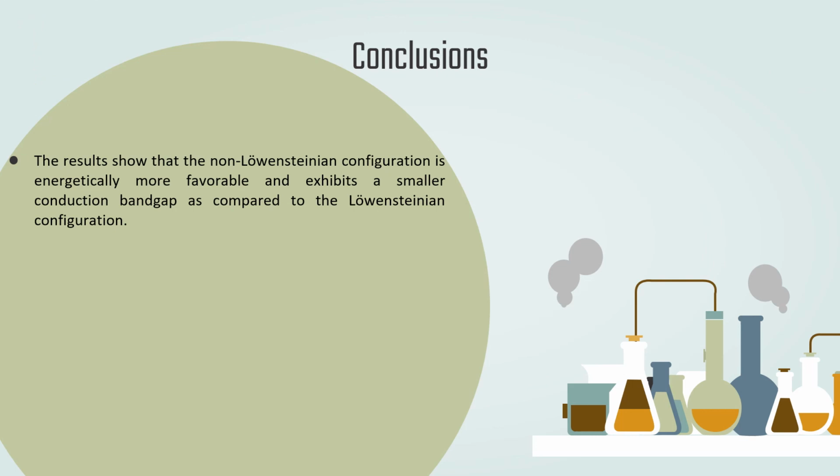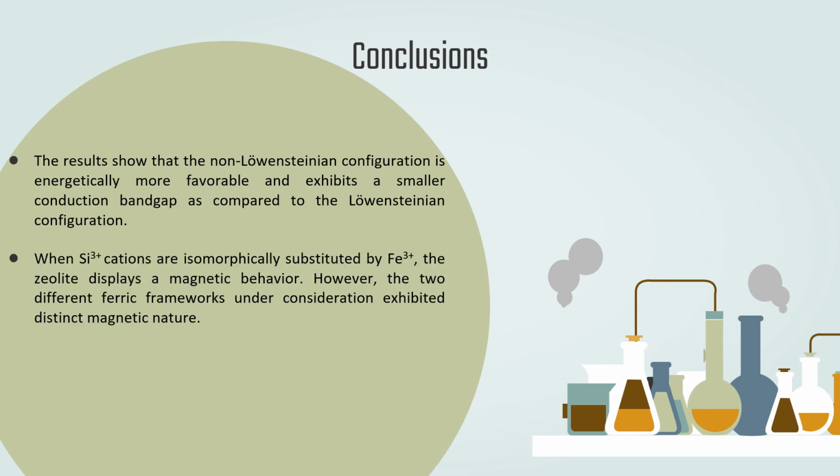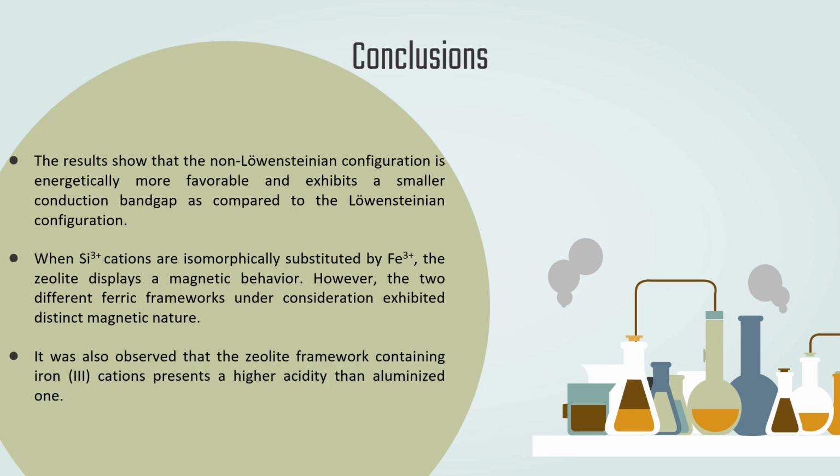Conclusions. The results show that the non-Lowenstein configuration is energetically more favorable and exhibits a smaller conduction band gap as compared to the Lowenstein configuration. When silicon cations are isomorphically substituted by iron, the zeolite displays a magnetic behavior. However, the two different frameworks under consideration exhibit distinct magnetic nature. It was also observed that the zeolite framework containing iron-3 cations presents a higher acidity than the aluminum one.